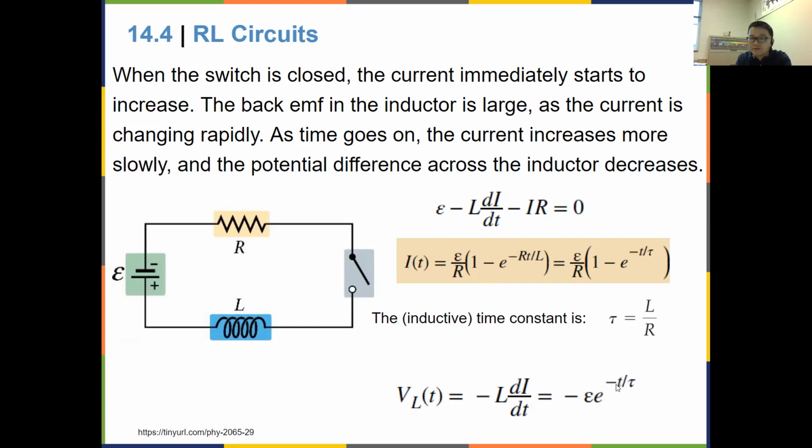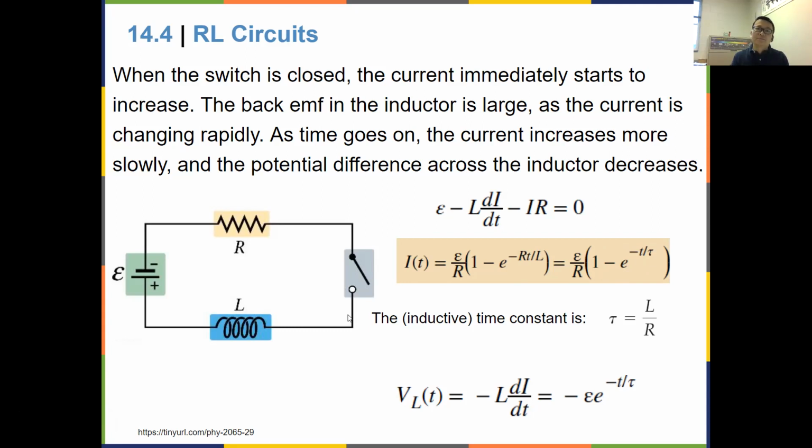So if t is equal to 0, then this whole exponential is equal to 1, so it's minus epsilon. So we start with the back EMF at maximum, the same as the battery, and then it decreases out. This is kind of similar to the discharging process for a capacitor, but the other way around. Start with a maximum back EMF and then it dies out. The current starts at 0, because when t equals 0, the exponential is 1, and 1 minus 1 is 0. So it starts at 0 and then goes up.